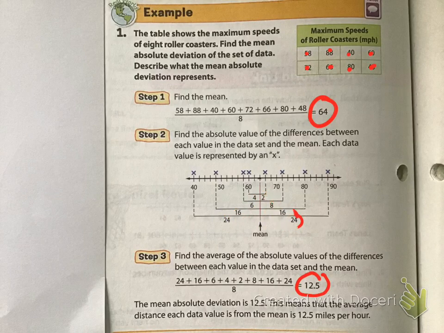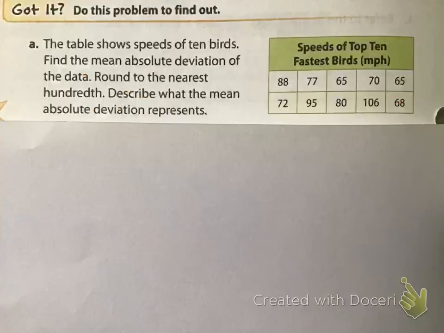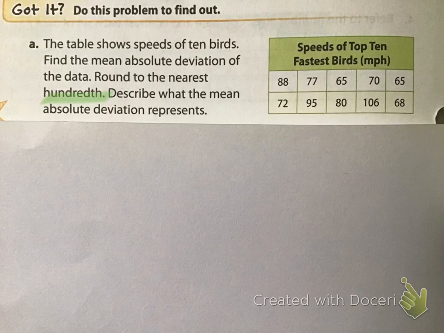Now you might be thinking, okay, why does this matter? Even I was thinking, why does this matter? But we're going to see why. The table shows the speed of 10 birds. Find the mean absolute deviation of the data. Round to the nearest hundredth. Describe what the mean absolute deviation represents.